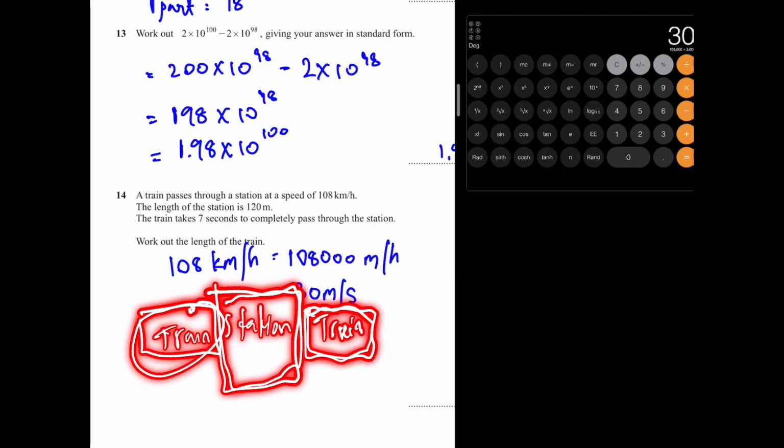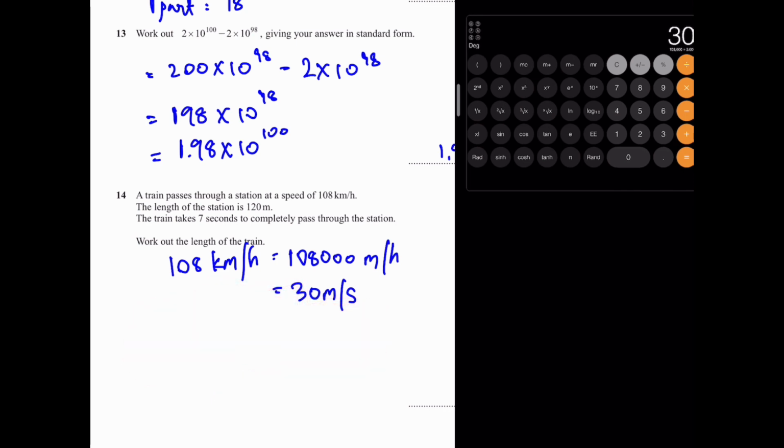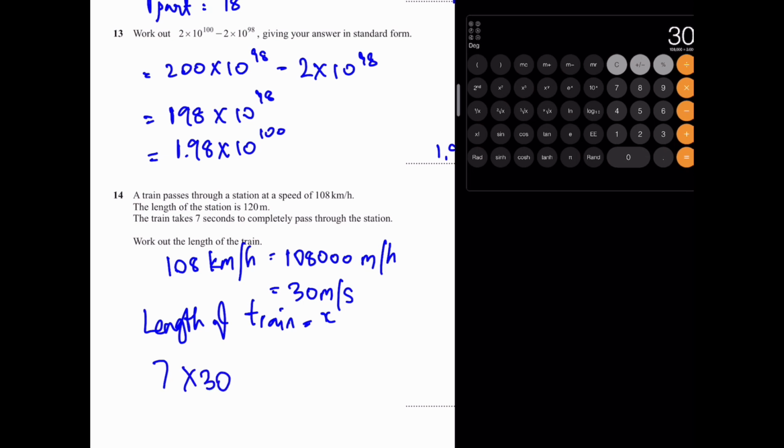So we need to find out the time taken for the head of the train to reach here. That is the length of the station plus the length of the full train. So let's take the length of the train as x. So 7 seconds, that's the time, multiplied by 30 meters per second, that's the speed, to form the distance. That's equal to 120 meters plus x, where x is the length of the train and 120 meters is the length of the station.